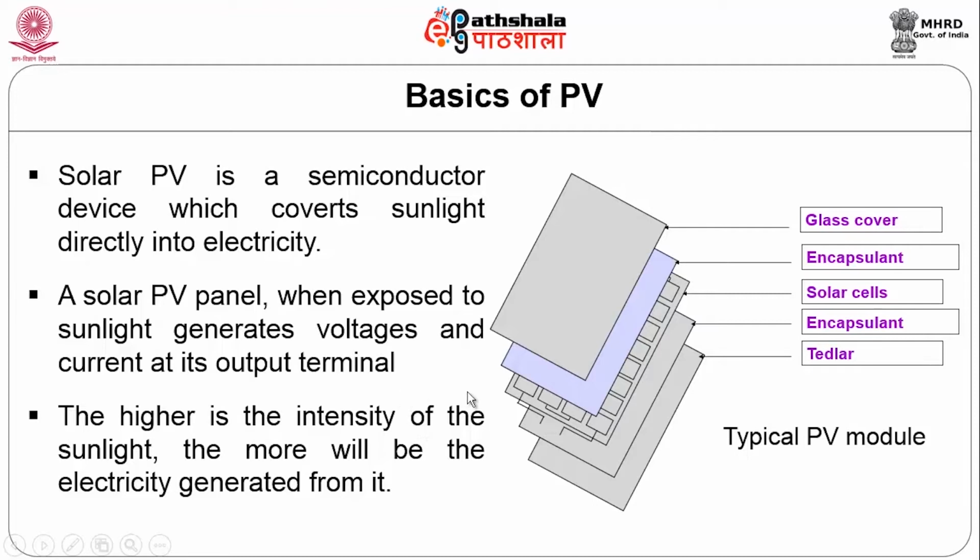It receives solar radiation and converts it directly into electricity without any moving components. Very simple system. This is about the semiconductor device, the solar photovoltaic module. This module has various layers. The top layer is the glass cover, next the encapsulant, then the solar cells, and at the bottom again encapsulant, and at the very bottom the Tedlar backsheet. These are the various layers in the solar PV module.